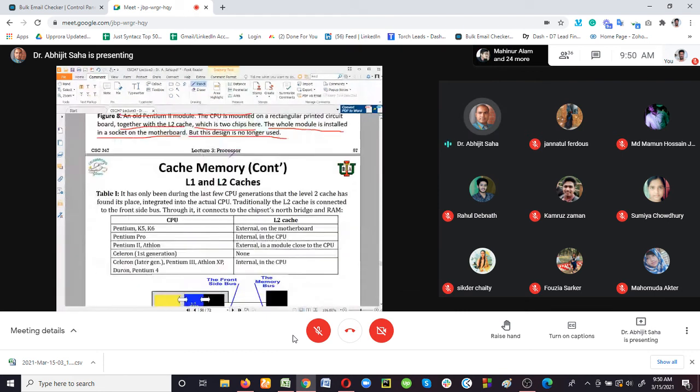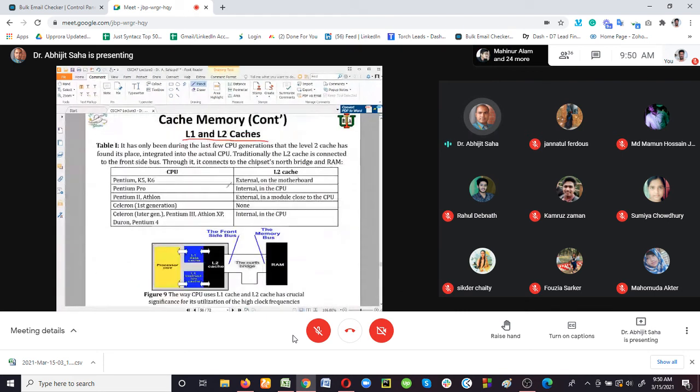So this table gives us information on how the different processors place the L1 and L2 caches. It gives some idea for some older processors, like the Pentium, K5, K6, where the L2 cache is external. So in the case of these processors, the L2 cache is actually placed on the motherboard. Okay. So Pentium Pro, that is internal in the CPU, so inside of it both L1 and L2 cache were there. In that case L1 cache was inside of the processor and L2 cache on the motherboard.